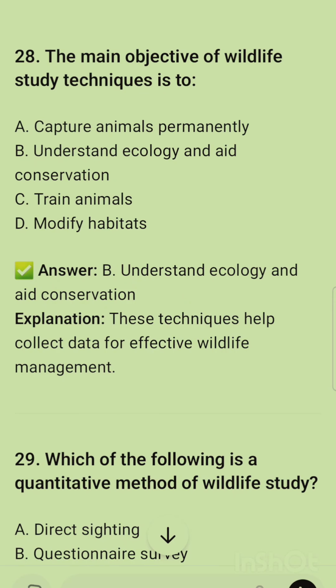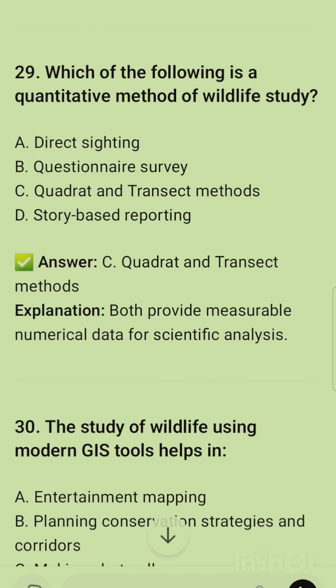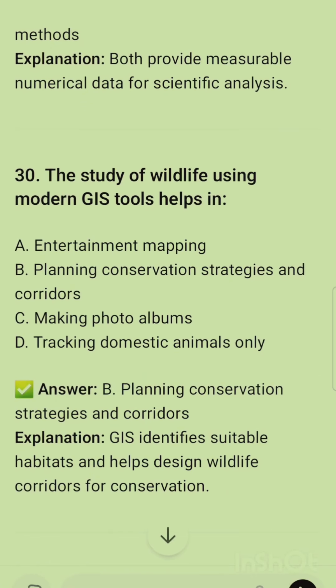The main objective of wildlife study techniques is to, and its main aim is to understand ecology and aid conservation. Which of the following is a quantitative method of wildlife study? And the quantitative method of wildlife study is quadrat and transect. The last question is: the study of wildlife using modern GIS tools helps in, and it helps in planning conservation strategies and corridors.